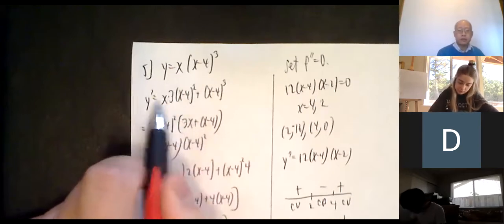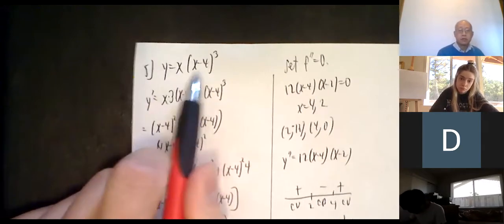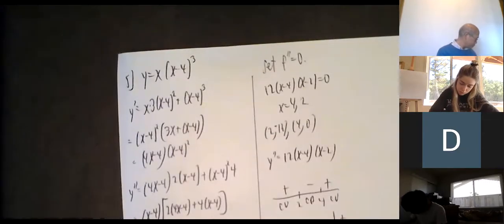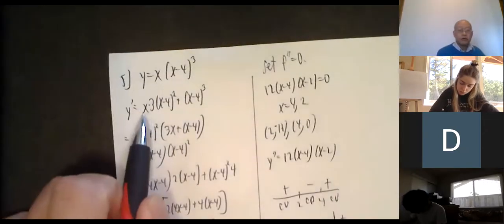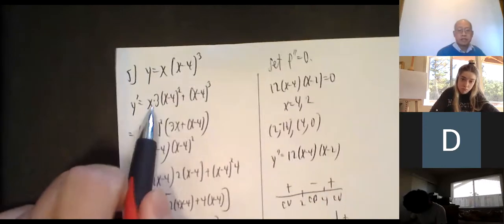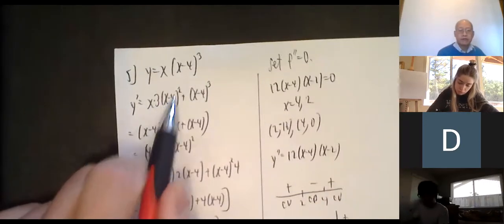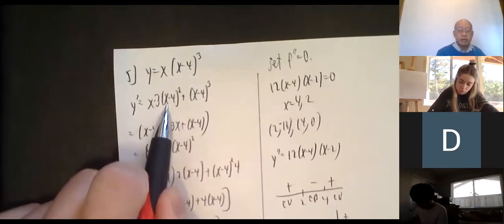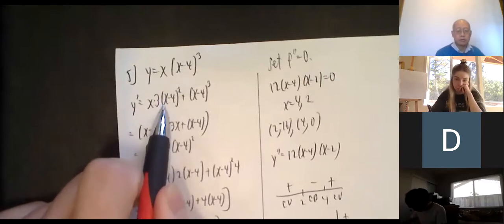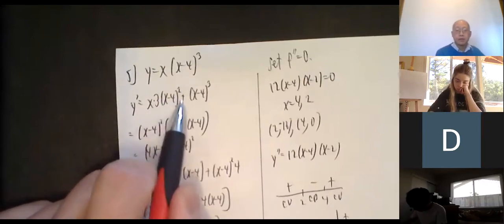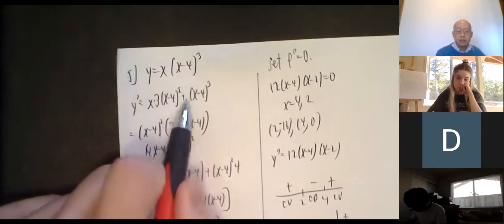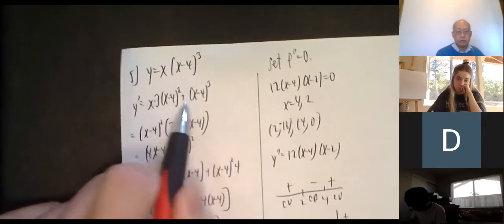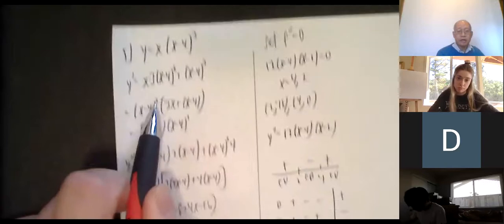All right, so take 2 derivatives. Product rule, right? First times derivative of second, x times 3(x minus 4) squared. By the chain rule, it's times the derivative of the inside, but that's just 1, so don't worry about it. Plus second function times the derivative of the first, which is just 1. So I have that.